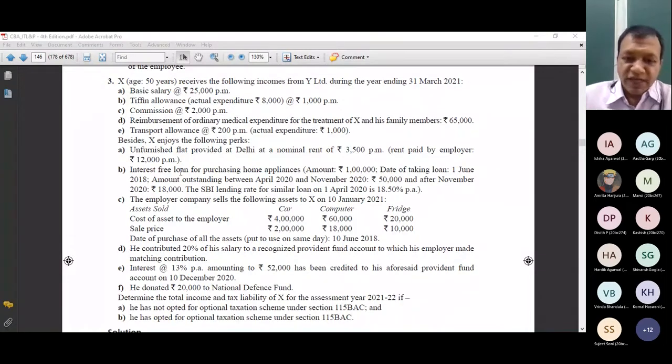Determine the total income and tax liability of X for the assessment year 21-22 if, situation A, he has not opted for optional taxation scheme under section 115BAC, and B, if he has opted for optional taxation scheme under section 115BAC. Let us start solving the numerical.